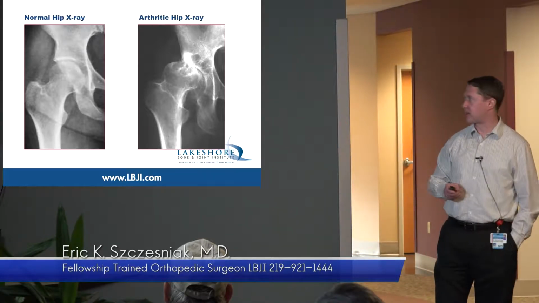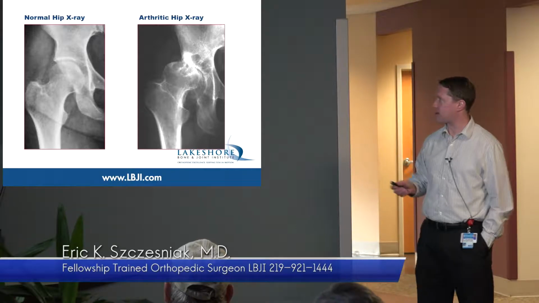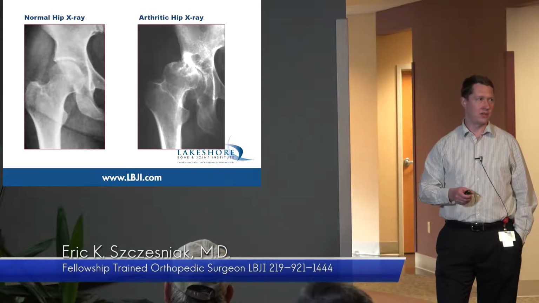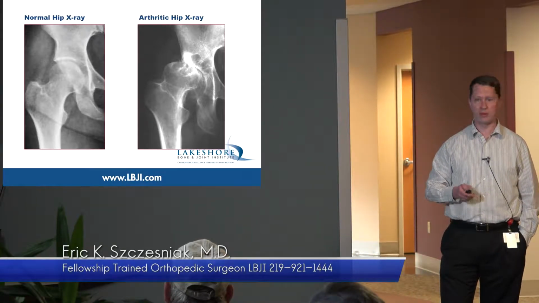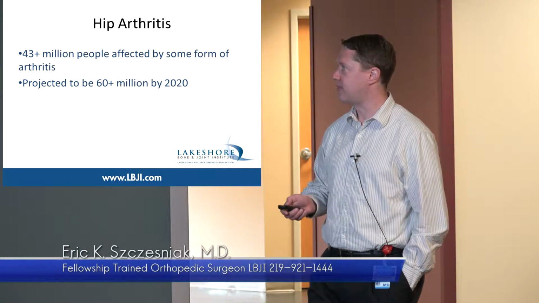There are some other hallmark signs too. You can see these big gray areas that look like holes in the bones. Those are cysts that are common in arthritis. You can see bone spurs and a few other findings of arthritis.